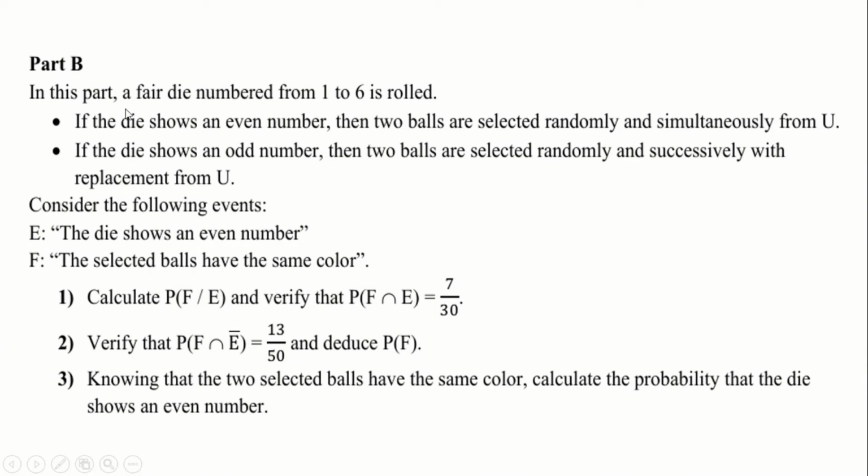Now in part B, a fair die numbered from 1 to 6 is rolled. If the die shows an even number, then the 2 balls are selected randomly and simultaneously from the urn. But if the die shows an odd number, then the 2 balls are selected randomly and successively with replacement from the urn. Now we have the events E, the die shows an even number, and the event F, the selected balls have the same color.